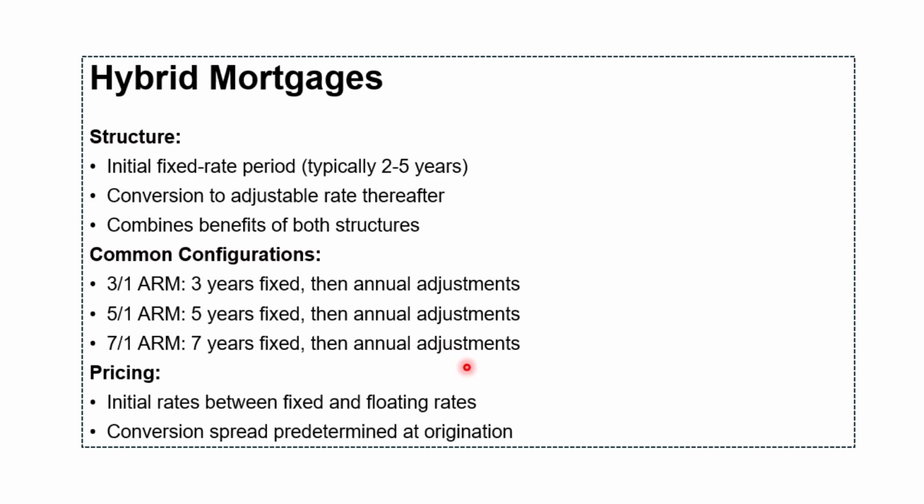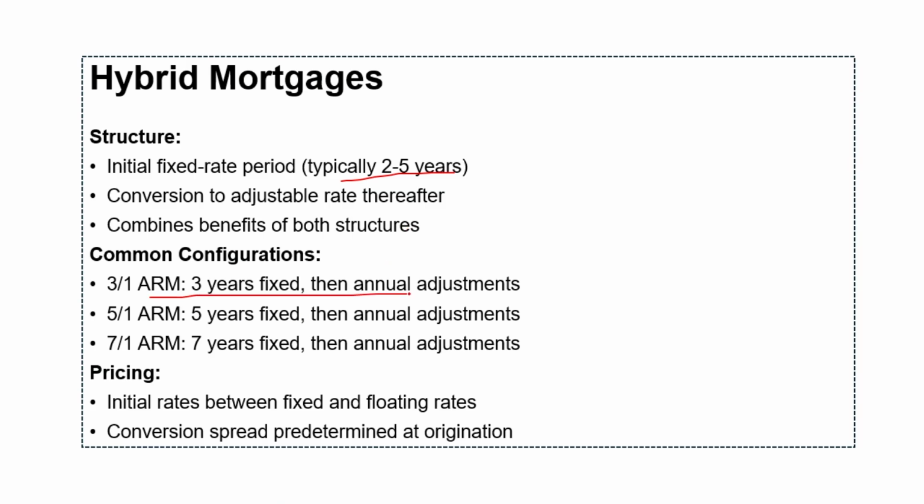the hybrid mortgages. Now, hybrid mortgages attempt to balance the predictability of fixed rates with the cost benefit of adjustable rates by combining both structures in a single loan. The initial fixed rate period, typically 2 to 5 years, provides payment stability when borrowers are often financially stretched from home purchase expenses. Common configurations include 3/1 ARMs with 3 years fixed, followed by annual rate adjustments.